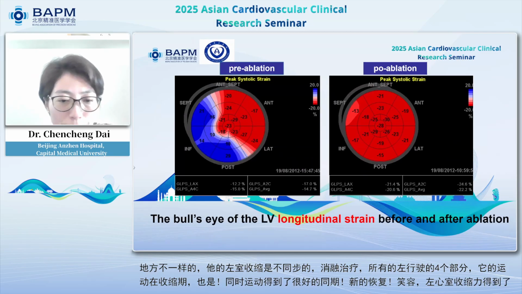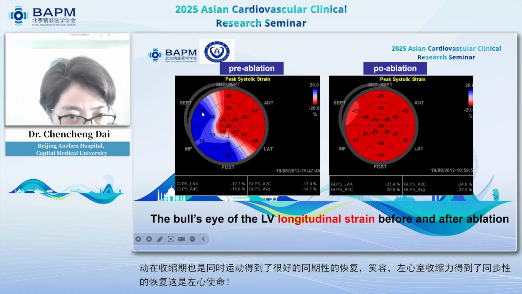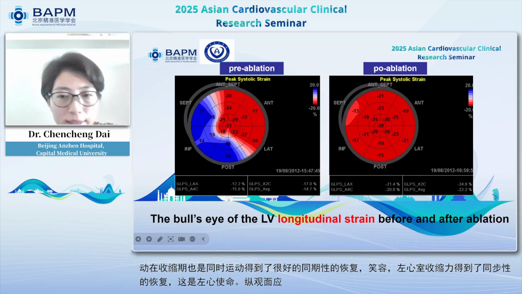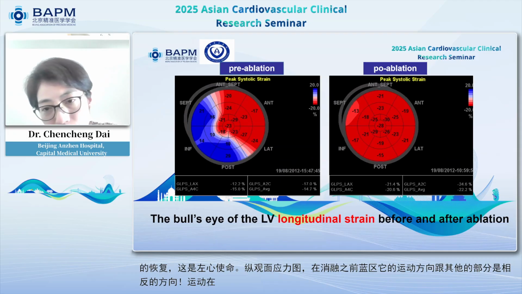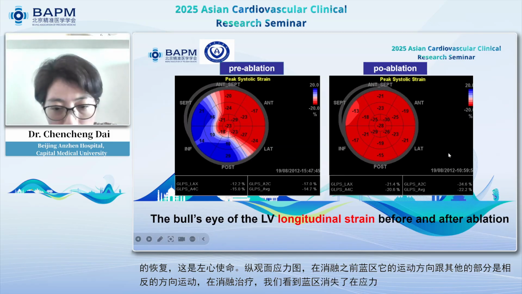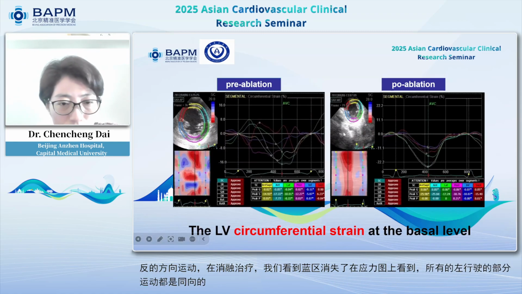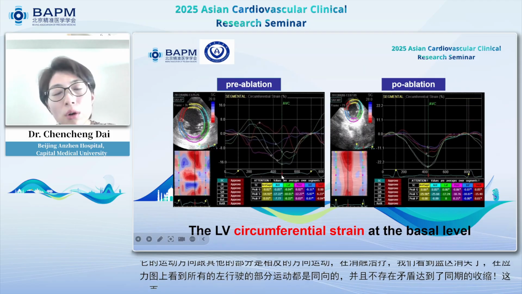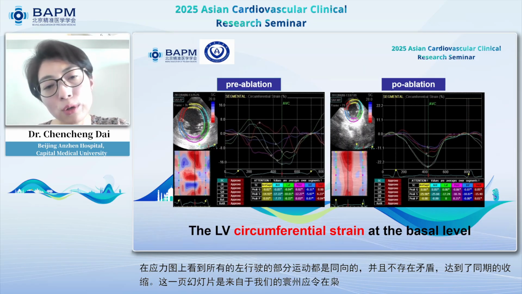The bull's eye of left ventricular longitudinal strain shows that before ablation, the blue areas moved in the opposite direction from the other segments. After ablation, the bull's eye strain shows all the segments moved well. And this is the picture from circumferential strain. It also shows that before ablation, it did not move synchronously.